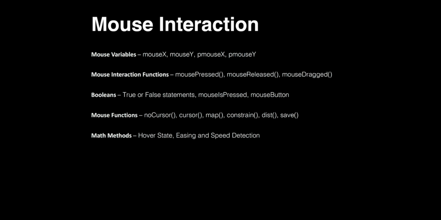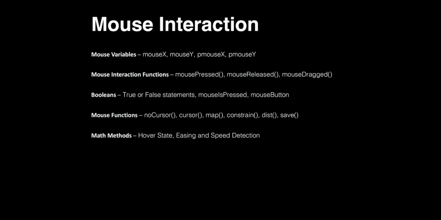Today we are going to be talking about some variables that come standard with P5 and Processing. The mouse variables are mouseX and mouseY. That gives us the X and Y location of where the mouse is on the screen. pmouseX and pmouseY is the previous position of where the mouse was in the last frame.